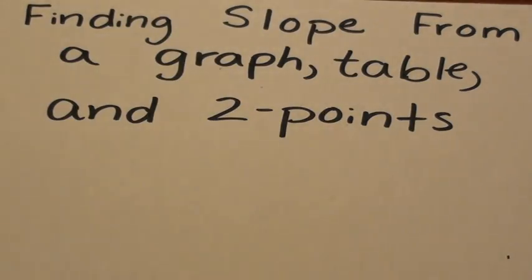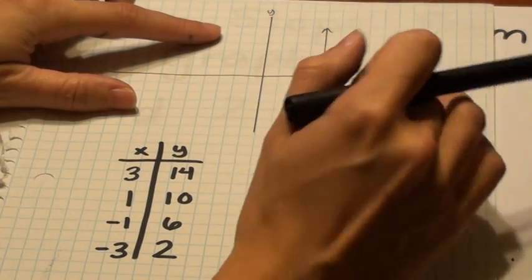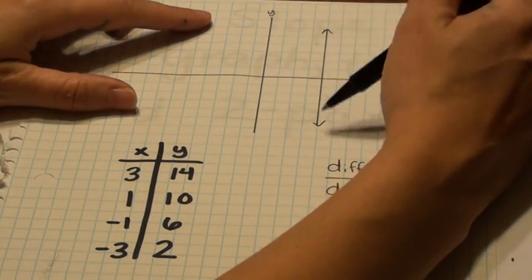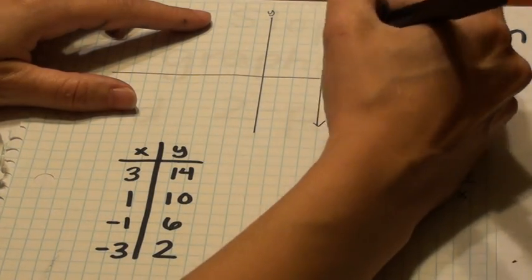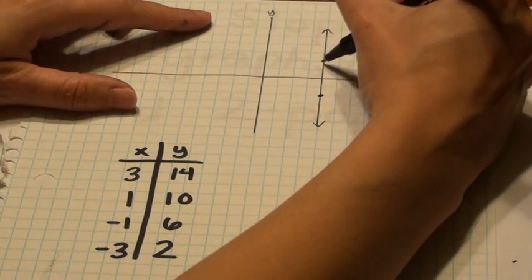Now, this next example, here's my x and my y axis. Here's my line. And I need to find the slope of this line. So again, I pick 2 points at a T. I'll pick this one and this one. Connect them.